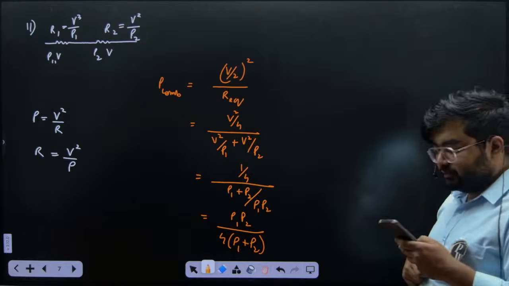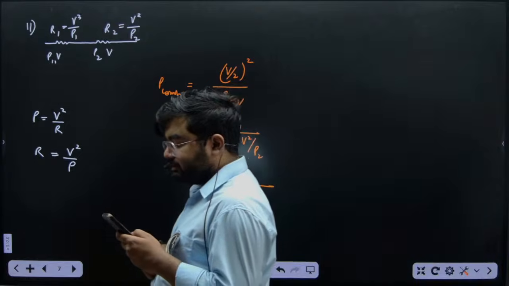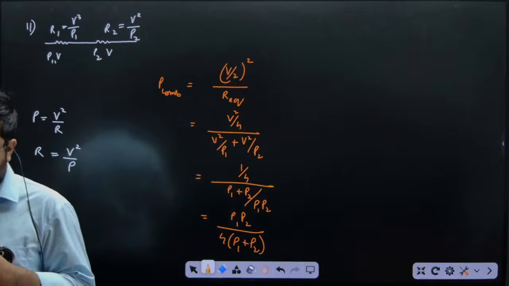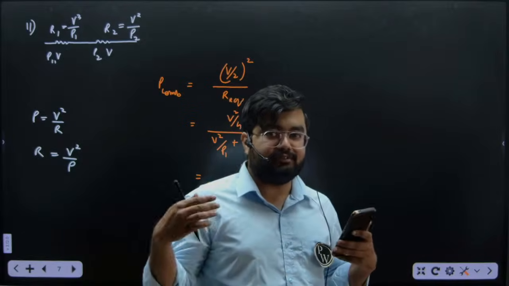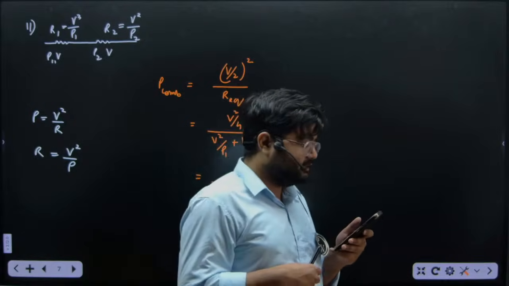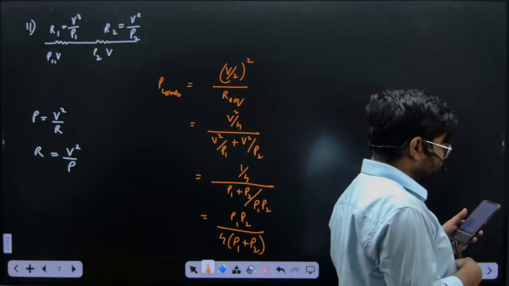Next is, in an unbiased p-n junction at equilibrium, which of the following statements is true? So in an unbiased junction, no battery is connected, so the diffusion and drift currents balance each other. It is in equilibrium. So option C.